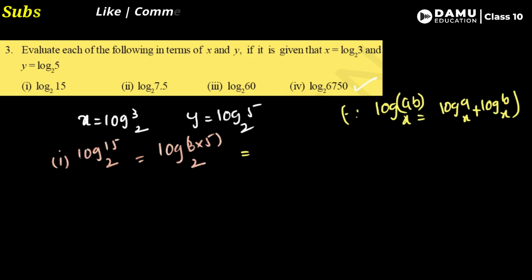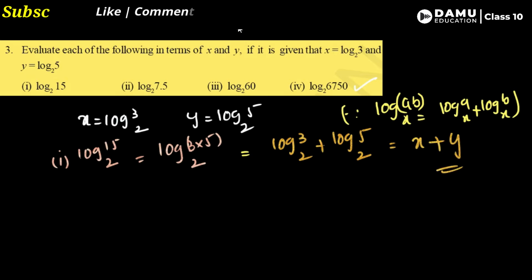Let's write this one: log 3 base 2 plus log 5 base 2. According to what is given, log 3 base 2 is x and log 5 base 2 is y. So we can write log 15 base 2 is equal to x plus y. So this is the value.